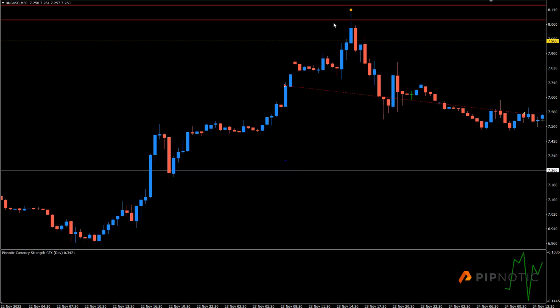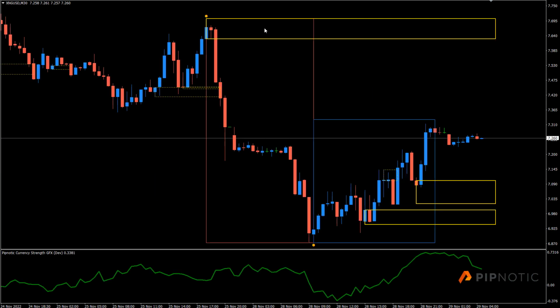Okay, and we were able to identify or refine our entry simply by going to a small time frame. So we could have got more pips out of this. And so again, keep this in mind. It's super, super important to understand.